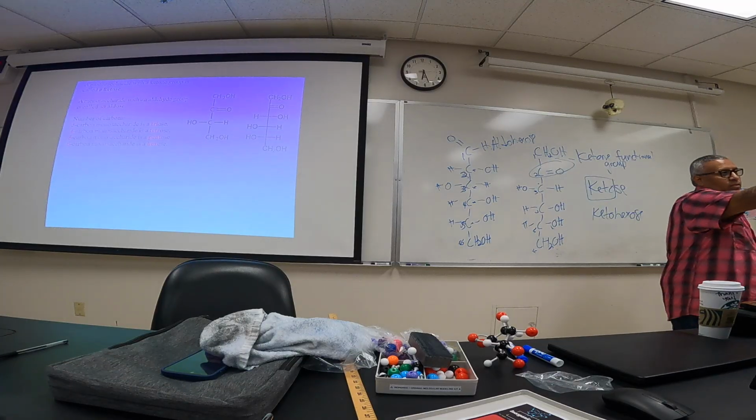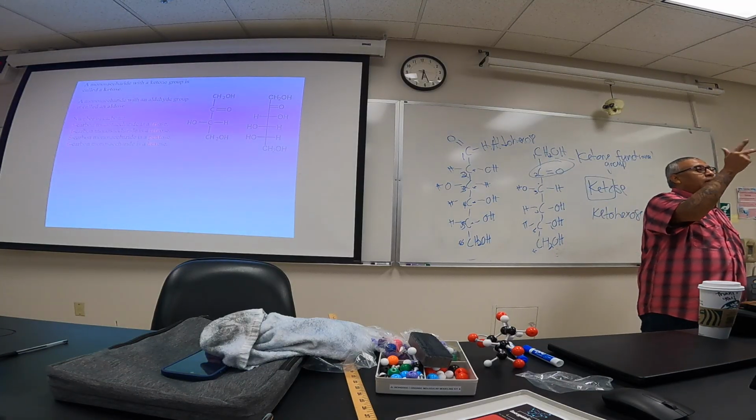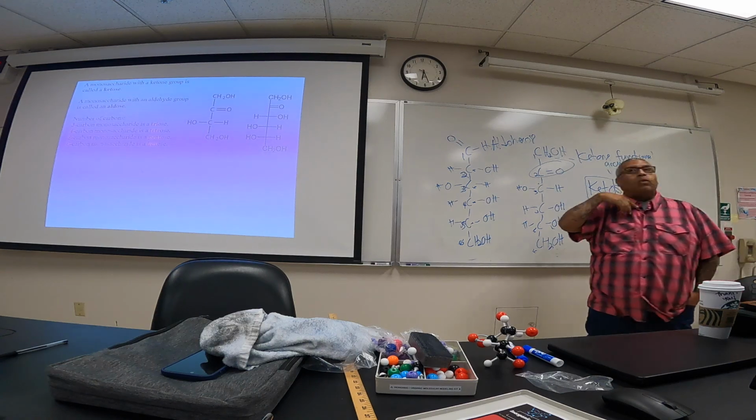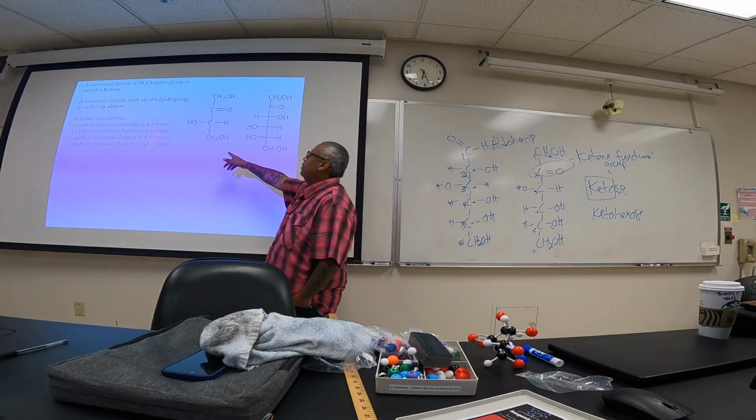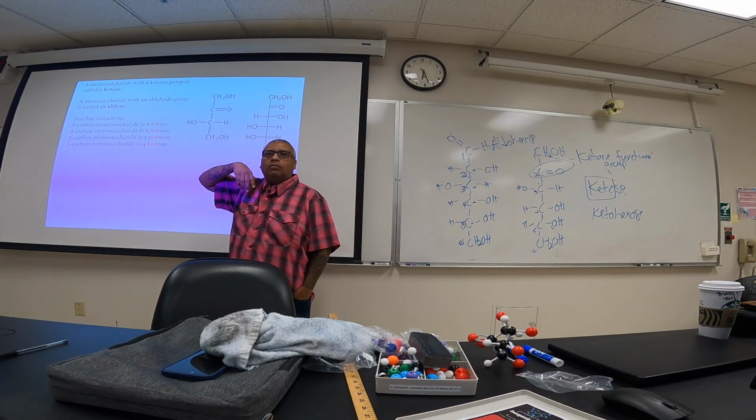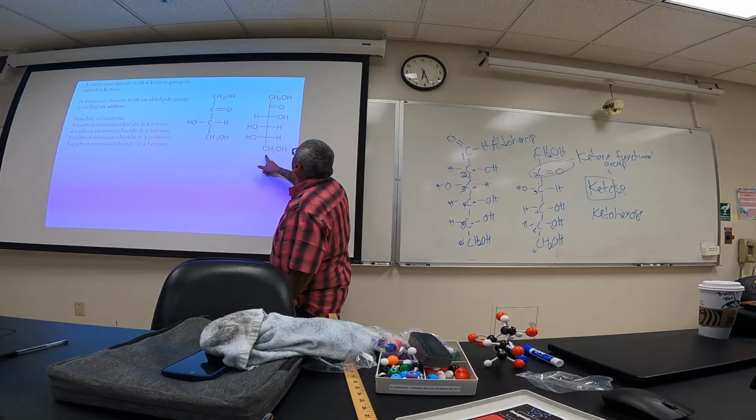Mono, di, not tri because it's got 4. So mono, di, tri, tetra. So what is it then? Ketotetrose. All right. Gabriella, what would we call this one here?